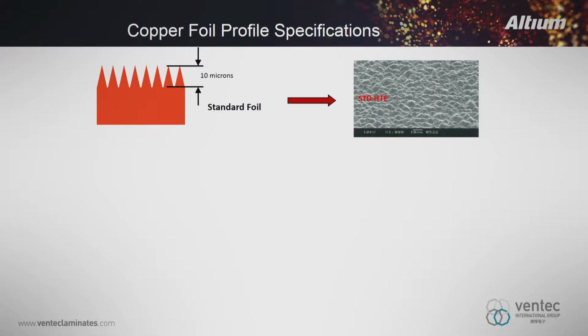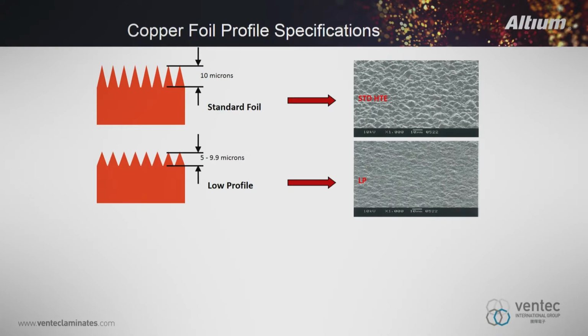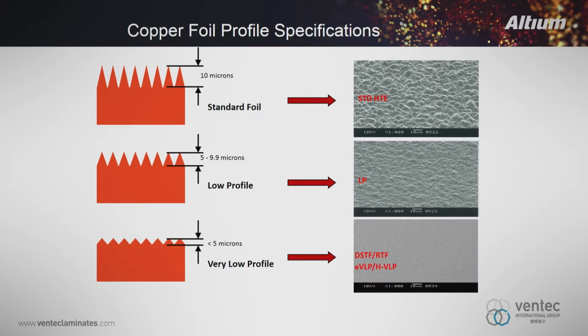The real problem is how much that treatment is. So that rough bit on standard foil is up to 10 microns. The copper foil itself, by the way, can be 17 microns or 35. So it can be approaching half the thickness is the roughness. Low profile foil is 5 to 9.9 microns, and very low profile is less than 5 microns. So that's where we are in terms of standards for copper foil. You think, well, so what?